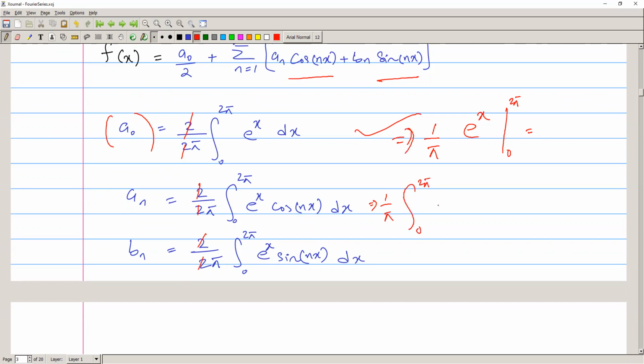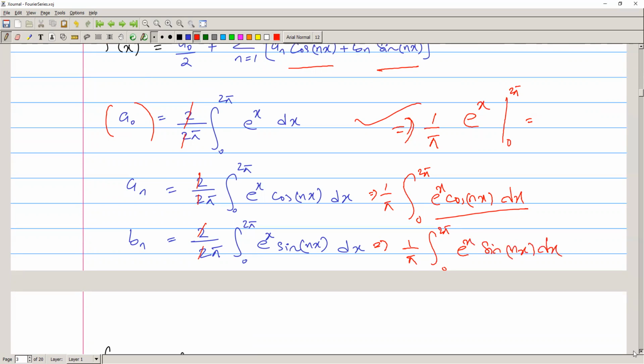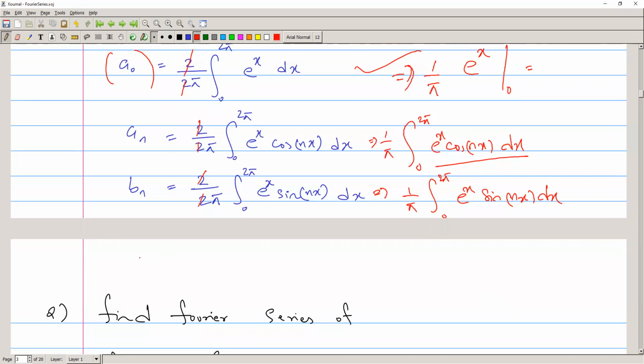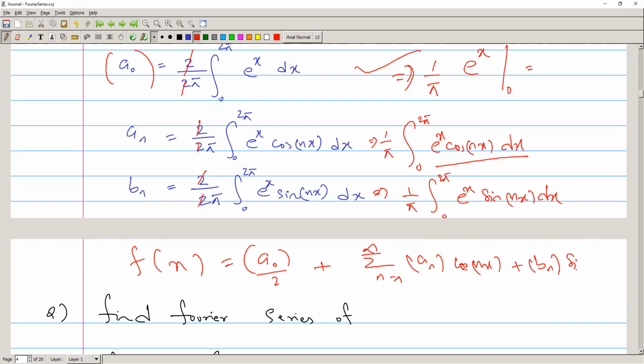integral 0 to 2 pi e to the power x cos nx. You can check the integral of this function. You can directly write it, its integral is given in the books. You can check, and for this we can write it like this, right? So we can solve, and then we can write the solution here, that f of x is equal to whatever the value of a naught is, and whatever the value of an is with cos nx, plus whatever the value of bn is with sin nx, right?